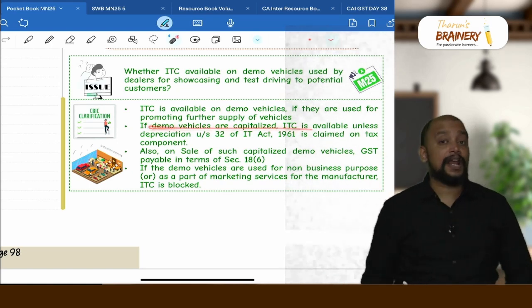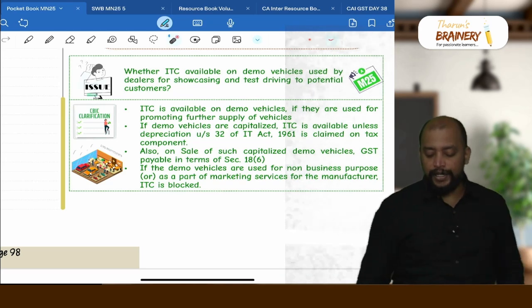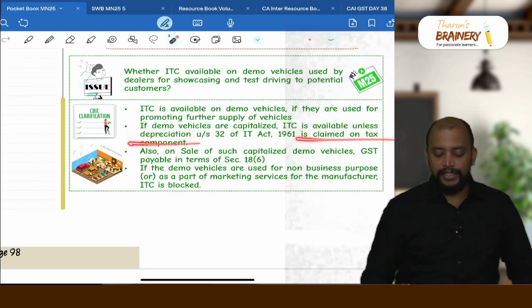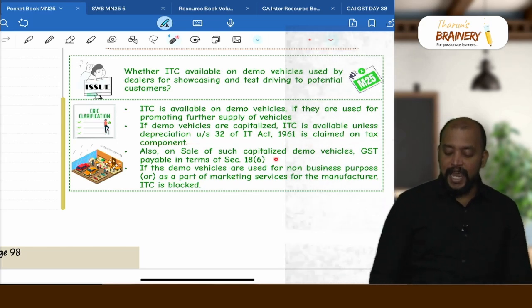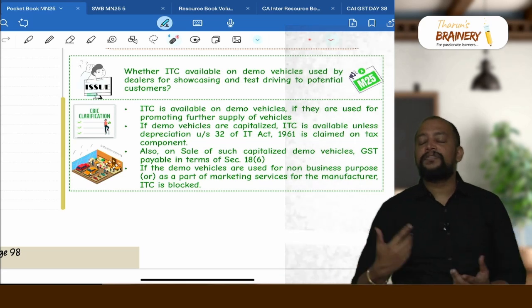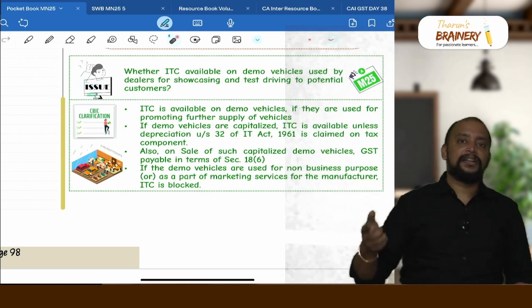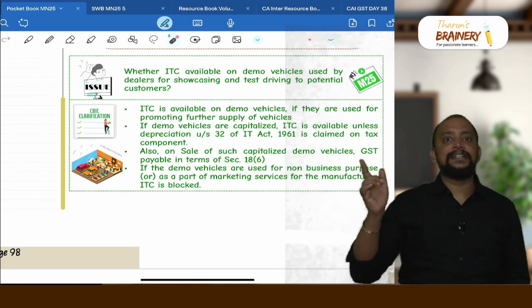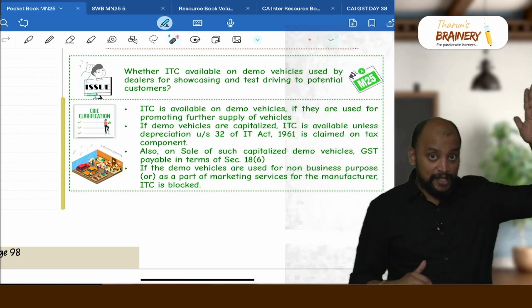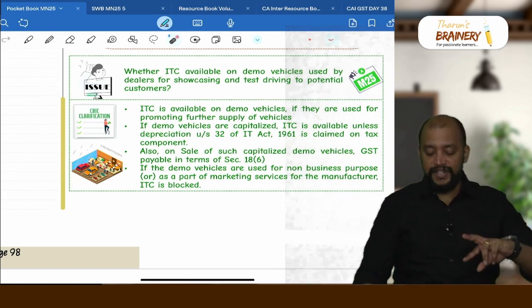If the demo vehicles are capitalized, there is one condition: we should not compute the depreciation on the tax component. ITC is available unless depreciation under section 32 is claimed on the tax component. Also, on sale of such capitalized demo vehicles, GST will be payable under 18(6). That is, we already took the ITC on this capitalized demo vehicle. So when we are selling capital goods on which ITC was availed, 18(6) will come. That is ITC availed minus 5% for every quarter or part thereof from the date of purchase till the date of conversion, or GST payable on the sale value of the capital goods, whichever is higher.